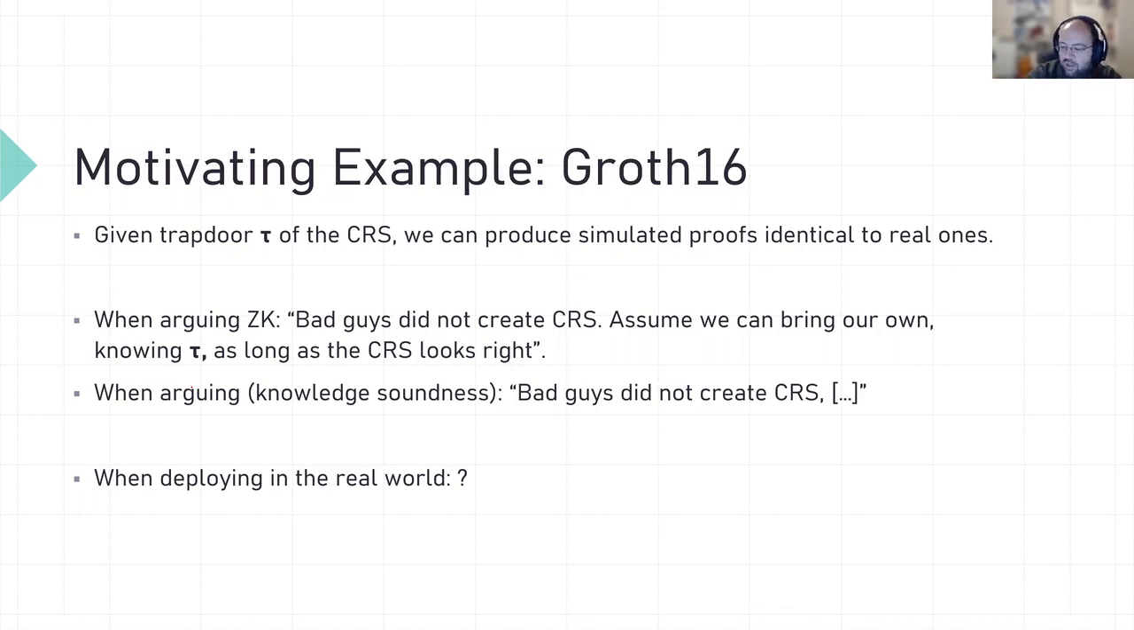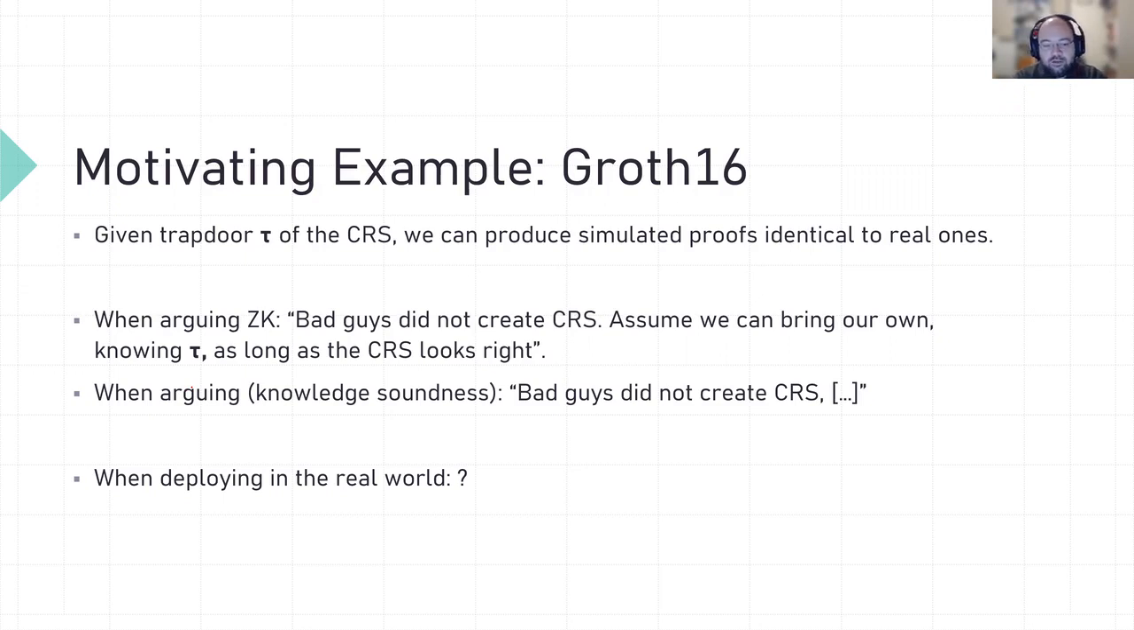We say that, well, if we are able to bring our own common reference string, then we are allowed to know the relevant trapdoor, and we can create fake proofs. And that's why the protocol has the zero knowledge property. Because if the bad guys did not create the CRS, then maybe we're able to use the trapdoor and create fake proofs. So in their eyes, proofs are zero knowledge.